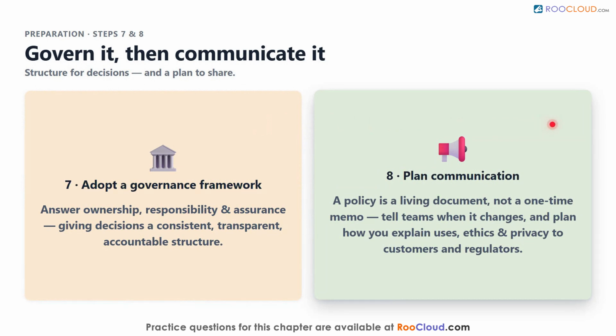The eighth and final step is to prepare for internal and external communication. A policy is a living document, not a one-time memo, so teams must be told whenever it is updated or changed. Customers and regulators, too, will want to understand your intended uses of AI along with your ethics and privacy safeguards, so plan for that communication from the outset.